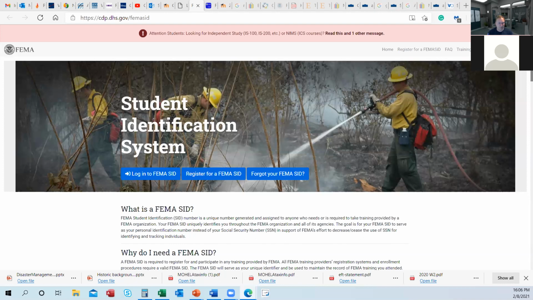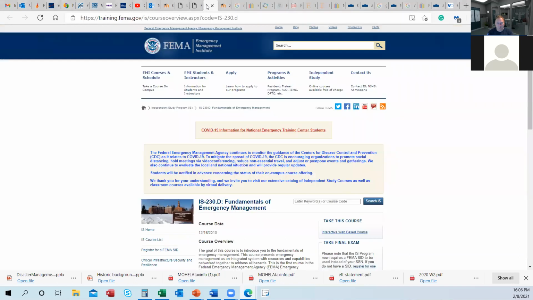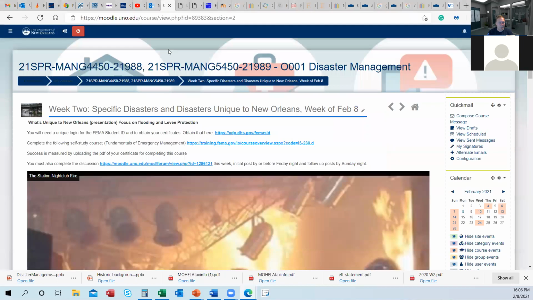So, as I said, you go to this website. I've got it linked on the Moodle page. You register for a FEMA ID, and then from that, I went ahead and went to, so right here is where I obtained my FEMA ID. And again, each of you can obtain your own student ID. And the whole intent to that was to no longer tie it to a social security number. Historically, that's how these courses were indexed in terms of tracking your student educational programs.